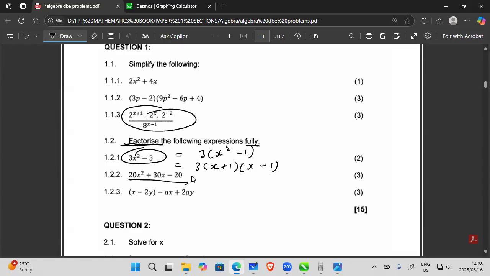Same here too. If I do this, I have to take out an HCF. So this will be 10 into 2x squared plus 3x minus 2. Right here, you can choose to use a calculator or solve it. Right here, if I look at this, I haven't ever seen a question like this, isn't it? So how am I going to do this? Take out the brackets for a moment, right? Watch here. I know how to work with something like this.